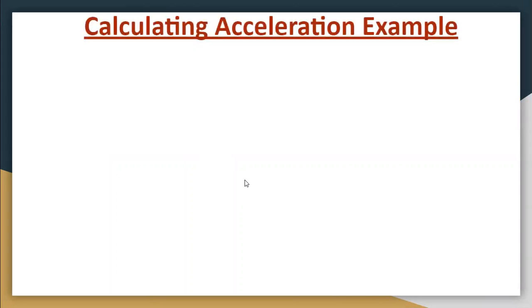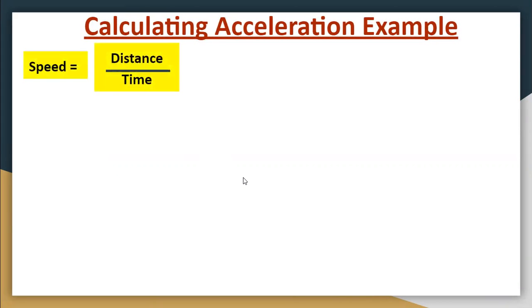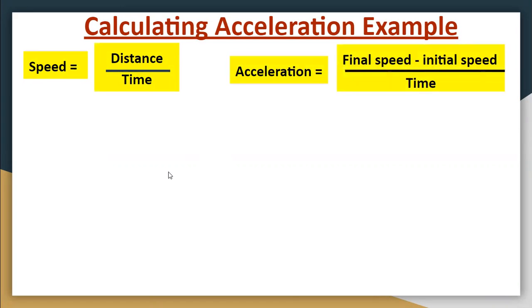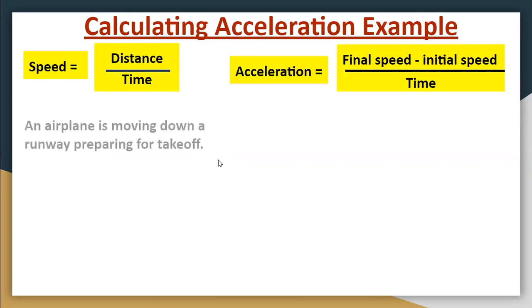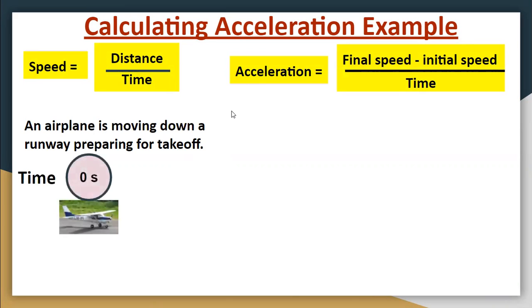So let's do some acceleration calculation examples. I'm putting the speed calculation formula up there. Speed is distance divided by time. And I'm putting the acceleration formula up there. Final speed minus initial speed divided by time. So an airplane is moving down a runway preparing for takeoff. So there it is at 0 seconds. It hasn't moved at all. It hasn't started. Time is just going to start. So its speed is at 0 meters per second.